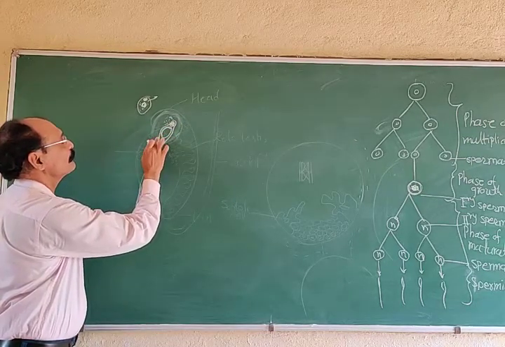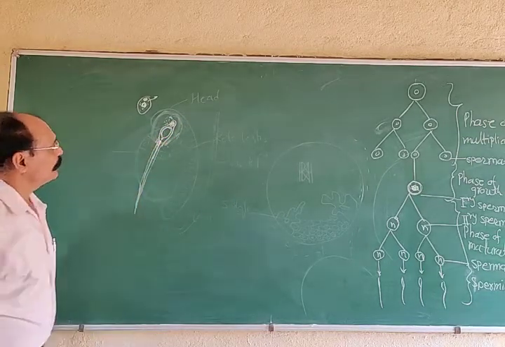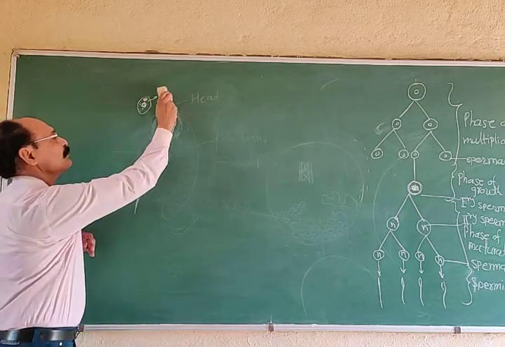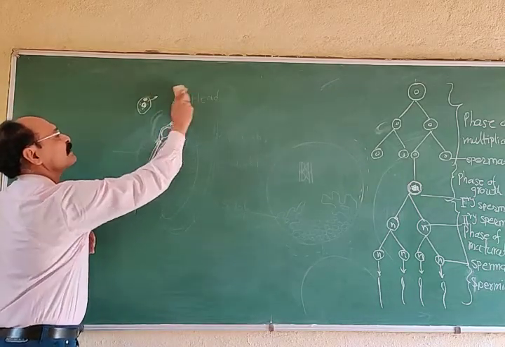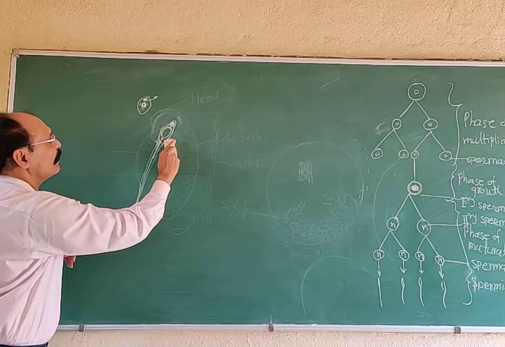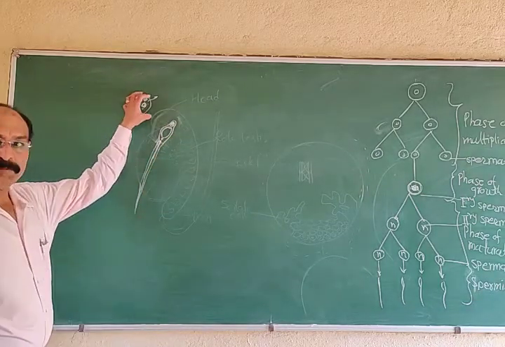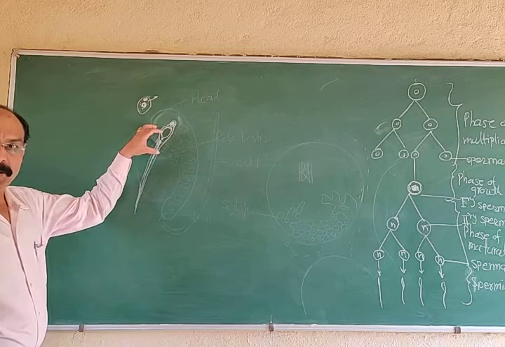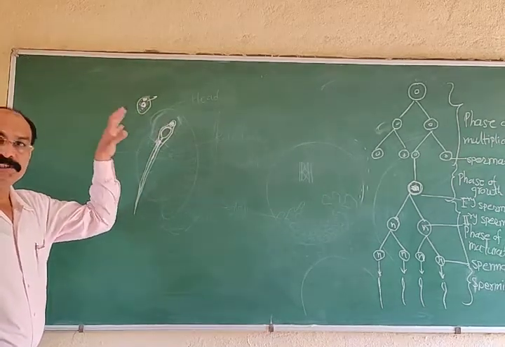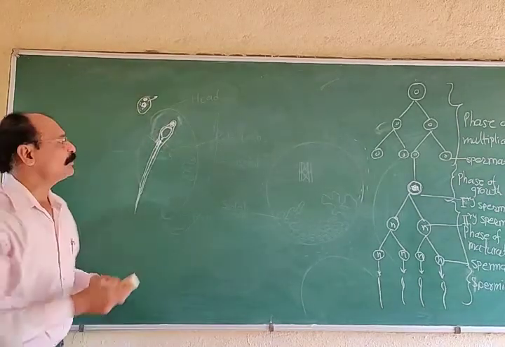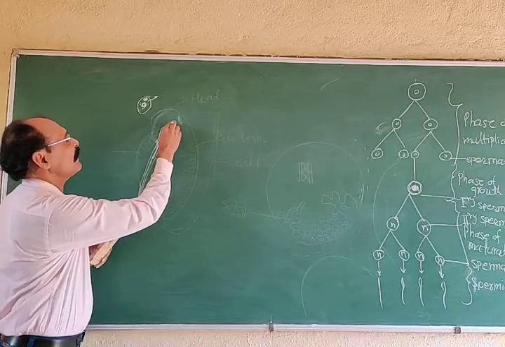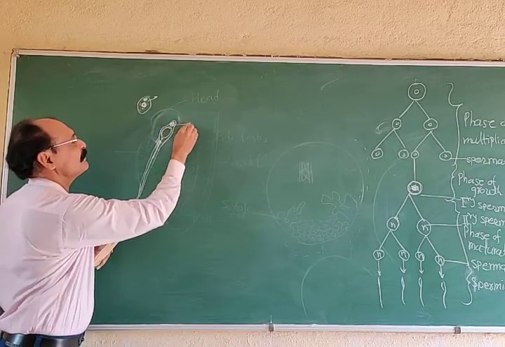It has changed into a very specific structure, a flagellar structure. The process of change from the spermatid to active sperm is called spermiogenesis. In this spermiogenesis, now we have the acrosome here.